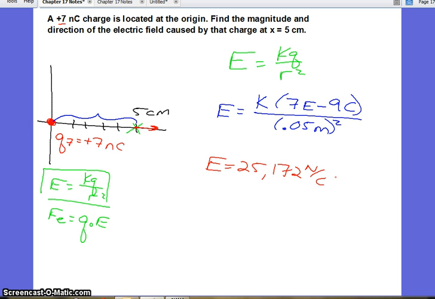So the direction of the electric field at that location is 25,172 units per coulomb, which is the magnitude, and to the right, which is the direction.